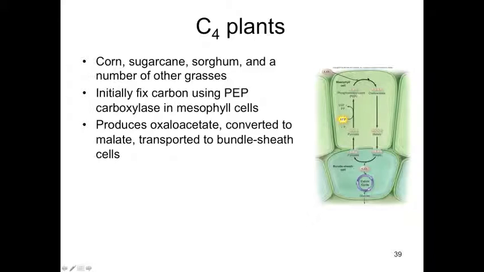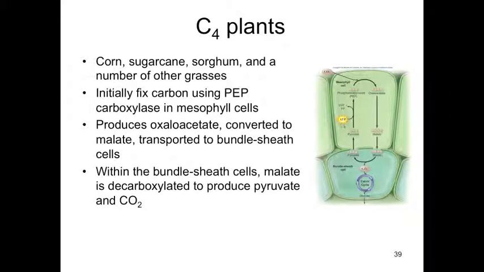That is, they fix carbon to PEP using PEP carboxylase to form the molecule oxaloacetate. Here, we're going to carry the carbon into a different cell. In this other cell, a molecule called malate will be decarboxylated, and that carbon will be fed directly to rubisco. This way, rubisco is forced to pick up carbon dioxide instead of oxygen to maximize the output of photosynthesis.